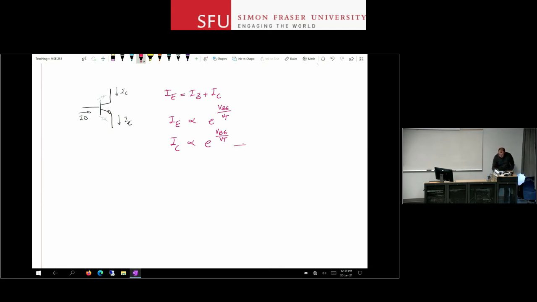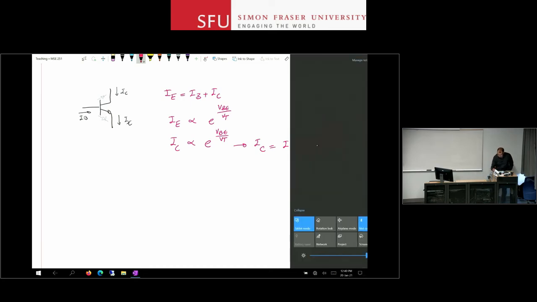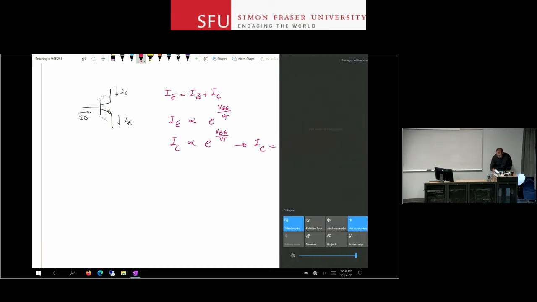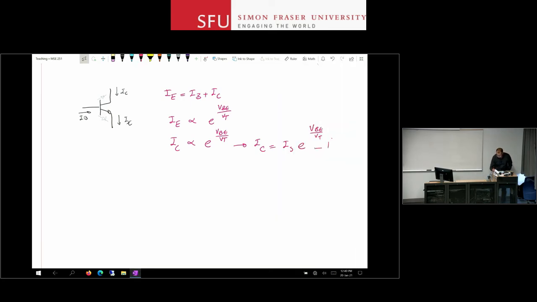Now for this one, what I do is write it like this. IC is some saturation current times e to the VBE over VT. And then you have that minus 1 if you want to be super precise. But again, we saw that it's really not that big of a deal. That 1 goes away as soon as VBE is a little bit larger than a few times VT. But this is the current-voltage relationship for the collector current and base-emitter voltage, right?